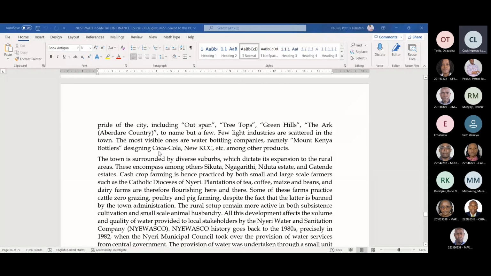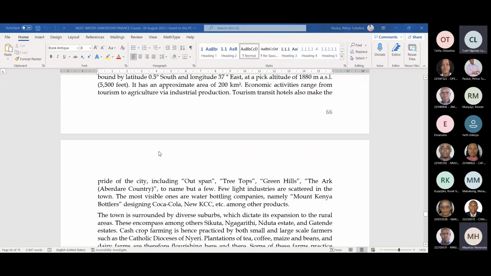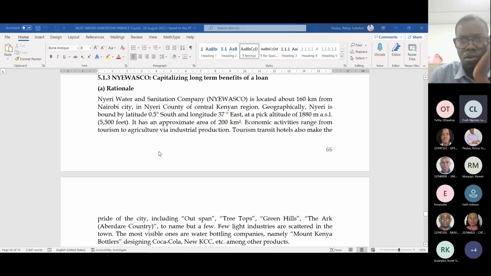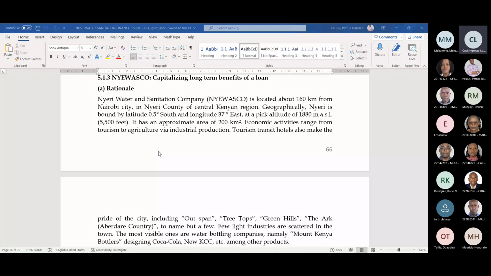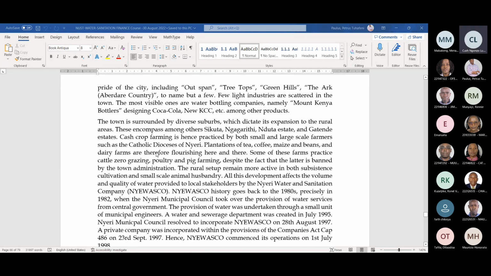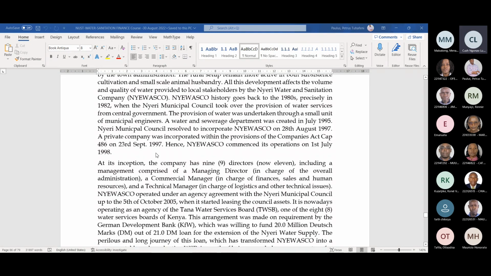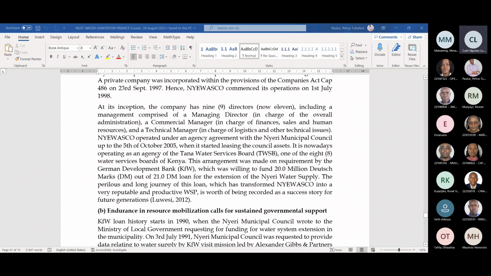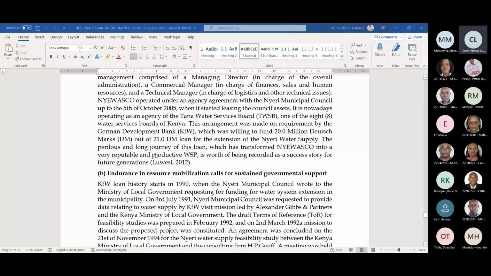So you can see the time between when they filed the proposal and when it was approved was too much, 10 years. But in the end, they got 20 million Dutch marks. I don't know the equivalent of that in dollars. And this helped them to expand their business.